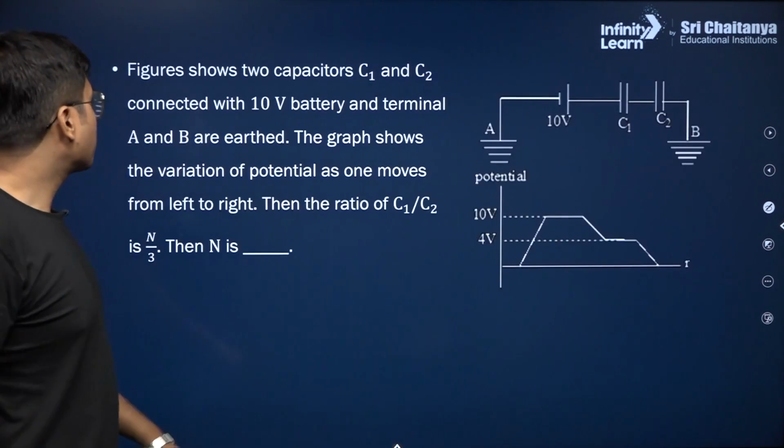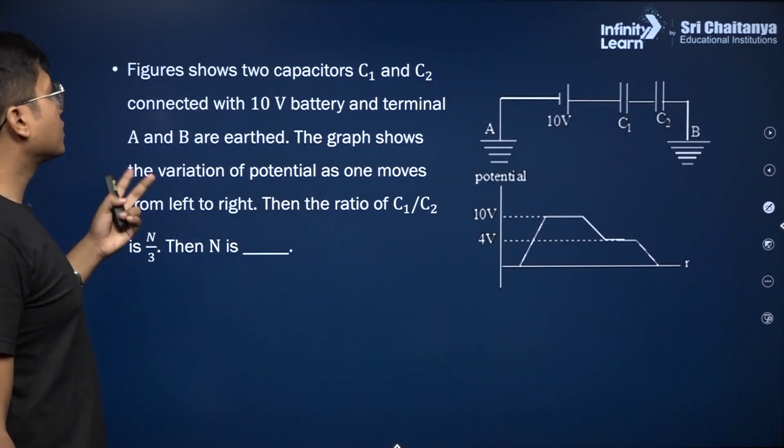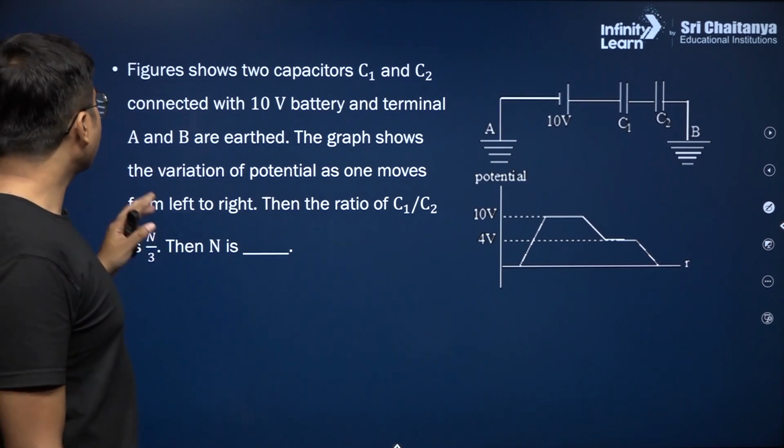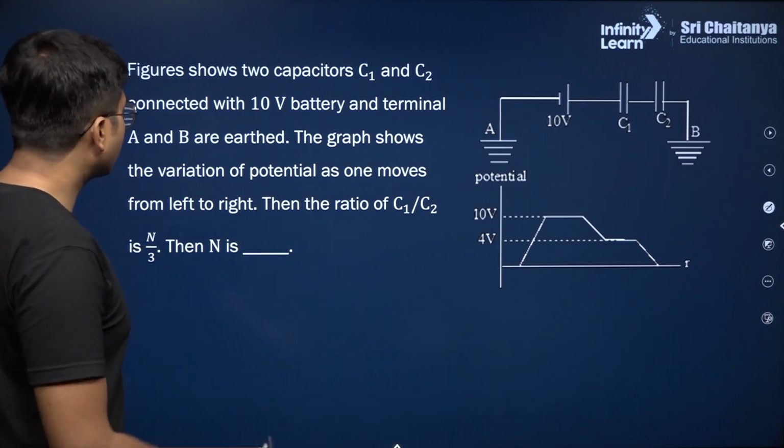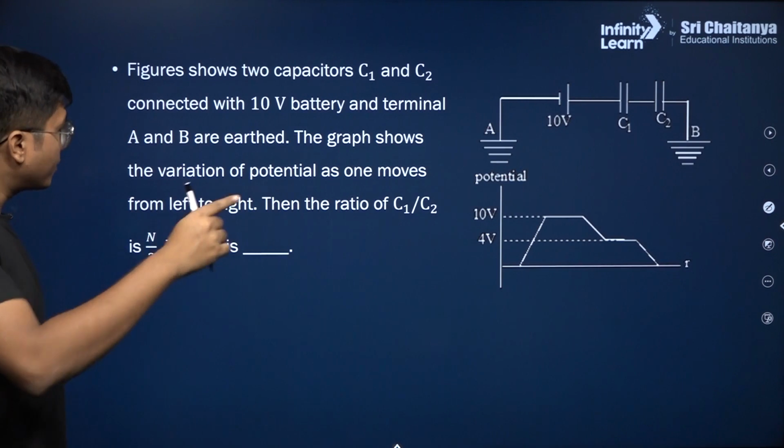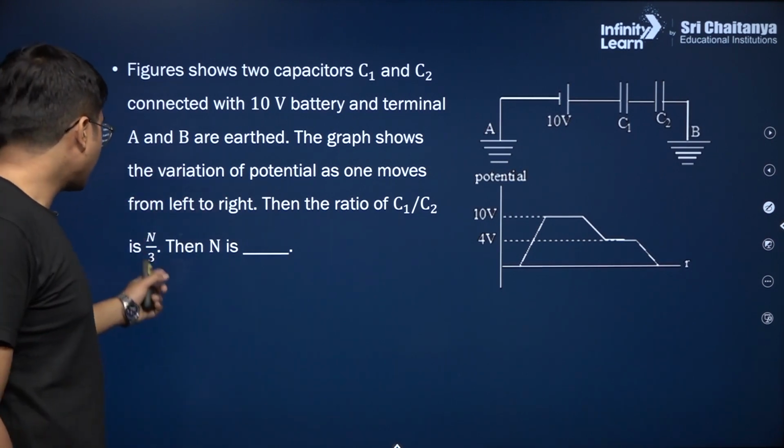Okay. Next question. Figure shows two capacitors C1, C2 connected with a 10 volt battery, and terminals A and B are earthed. The graph shows the variation of potential as one moves from left to right. Ratio of C1 by C2 is n by 3.